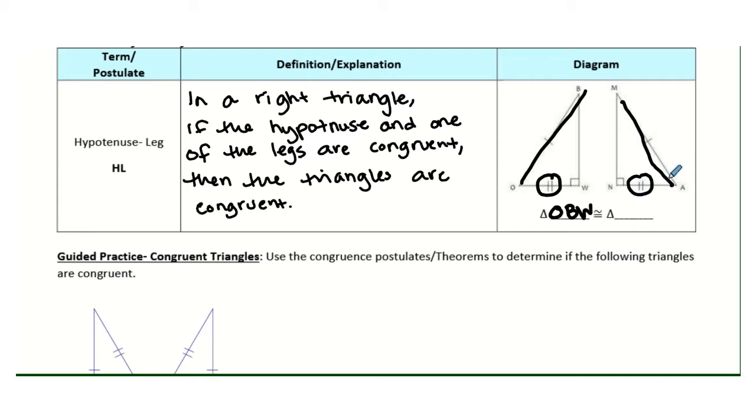is congruent to, and here I have to make sure I write it in the correct order. I know that O is congruent to A, and B is congruent to M, and W is congruent to N. So triangle OBW is congruent to triangle AMN.